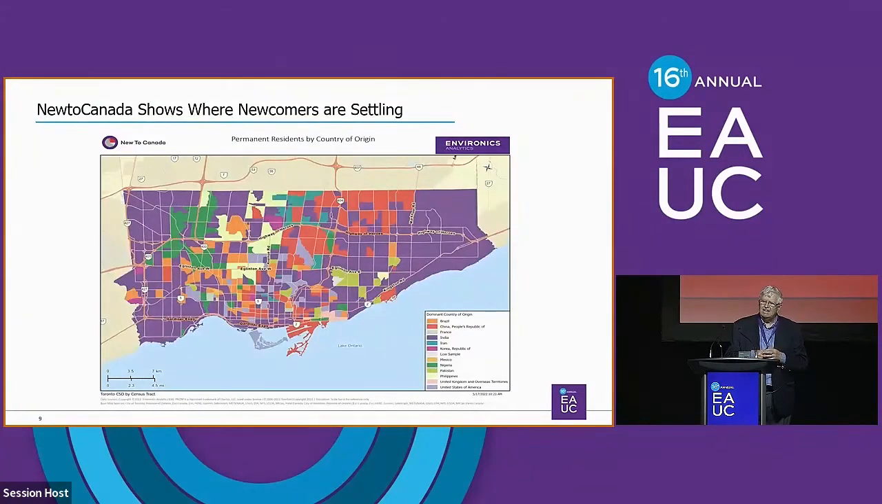And of course the data can be used to drill down, as Jan mentioned this morning, to a neighborhood level to look at where the Indian migrants are settling, where the Chinese migrants are settling, etc. So a very useful product.